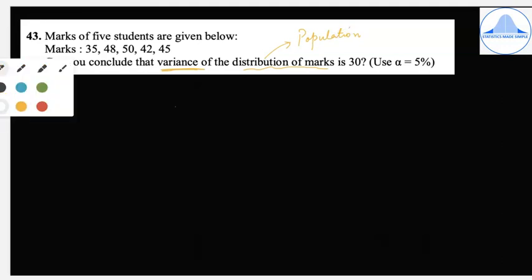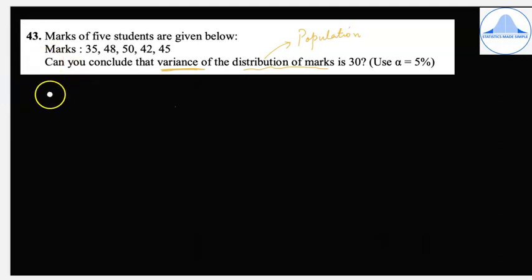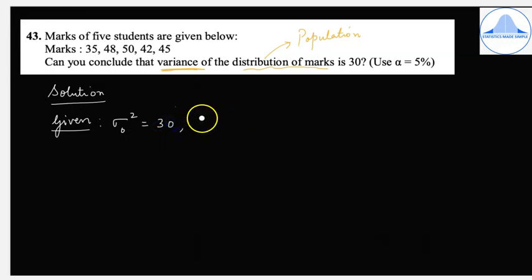So let us list down whatever is given in the problem. I'll write solution. Under that you can first write given. They have given us the variance of the population. So variance of the population, denoted by sigma naught square, is equal to 30. And I've also mentioned that alpha is 5%, which is the level of significance.